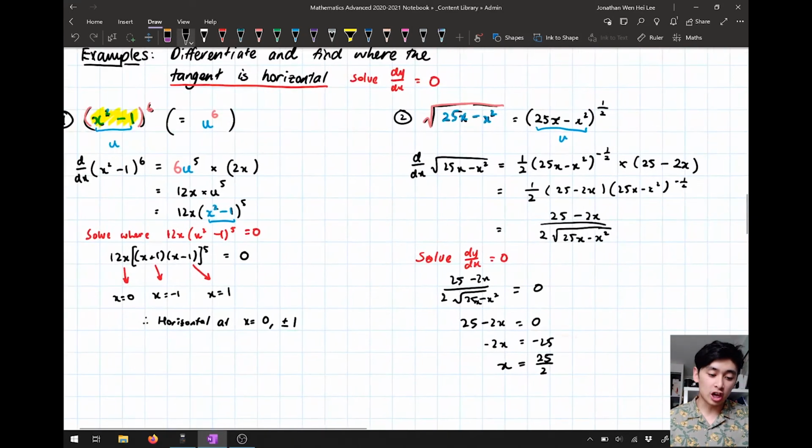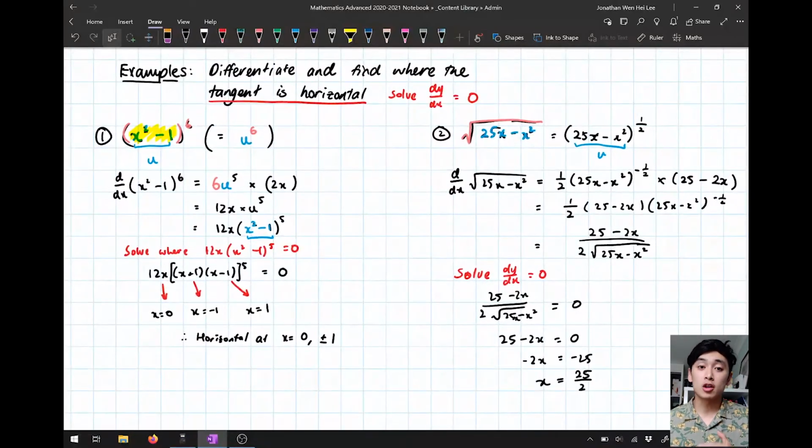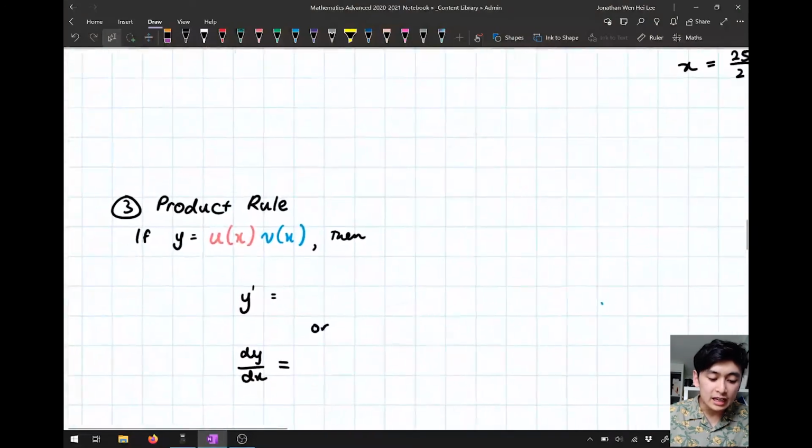Okay, so that's my chain rule. When I have a function within a function, I need to use the chain rule. So I differentiate the inside function, differentiate the outside function, and multiply the two together. Okay, second differentiation rule down. 2 more to go. Third one is my product rule.